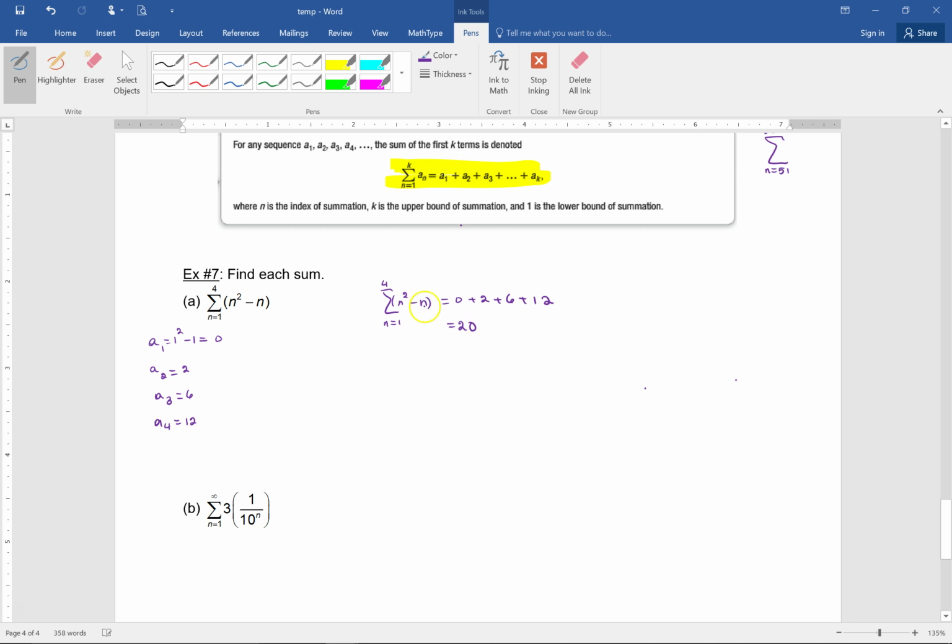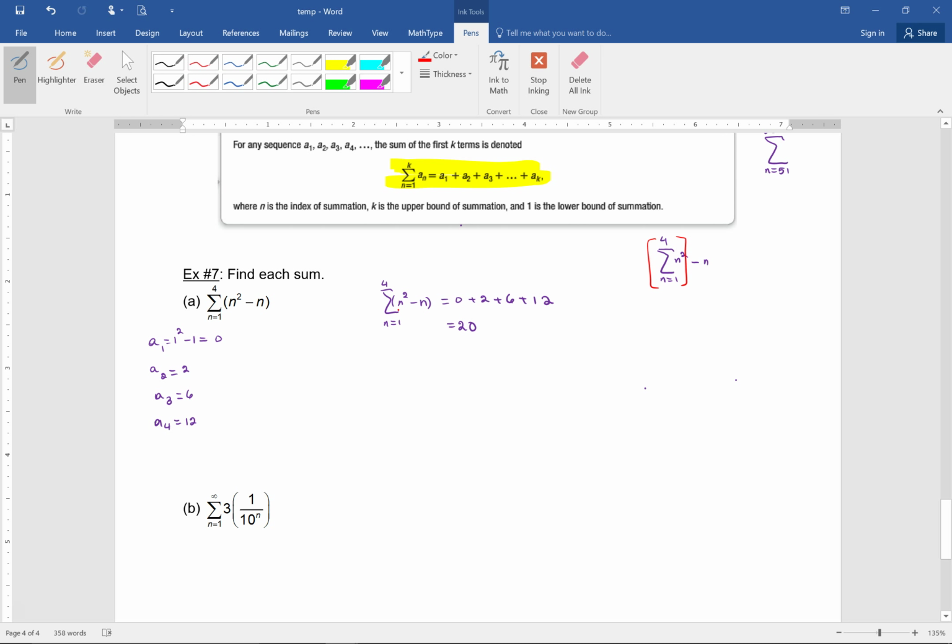The stuff inside is normally put in parentheses because otherwise you'll have different terms, okay? So for example, if you write n squared minus n like this, it could be understood that what you really mean is the sum of n squared, and then whatever the sum is, minus n. Do you see that? It's like the associative property. So you have to put parentheses around it if you want the whole thing to be in the sum.